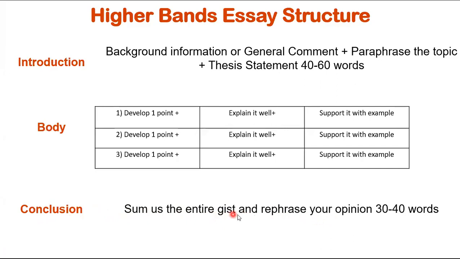So in conclusion, we need to write down the gist of the essay. We can rephrase the essay. We can add some threat, suggestions and opinion as well. So it should not exceed more than 40 words. So the entire passage should be more than 250 words and less than 280 words. So ideally 250 to 280 is a good range. If you go above 300, then chances would be there that there would be more grammatical mistakes.